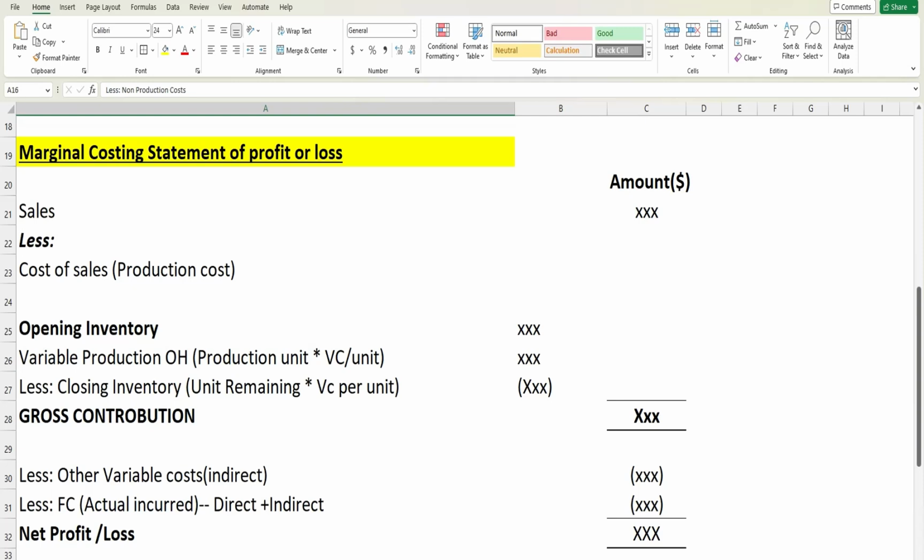I'm again back with a new topic, that's the marginal costing statement of profit or loss, and it's from the F2, right? Okay, so in my previous video I had explained the difference between marginal costing and absorption costing and how we calculate profit in case of absorption costing.